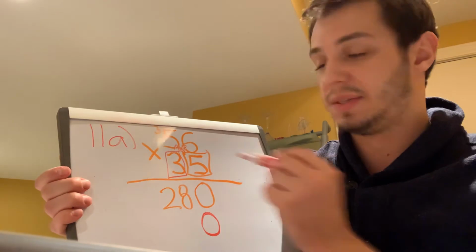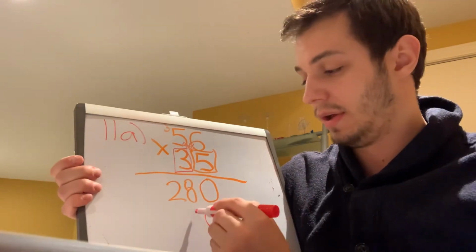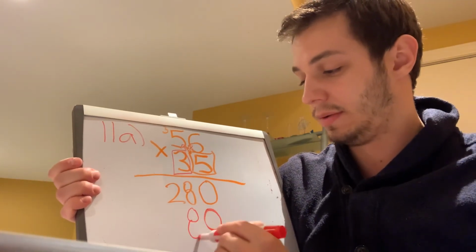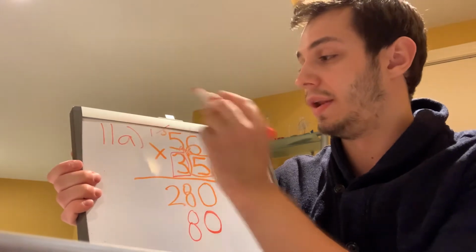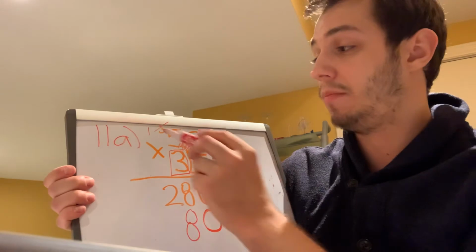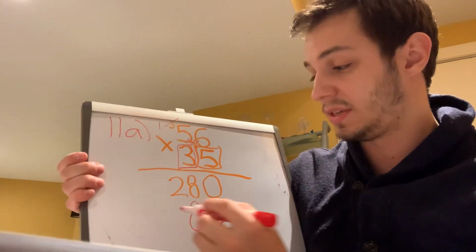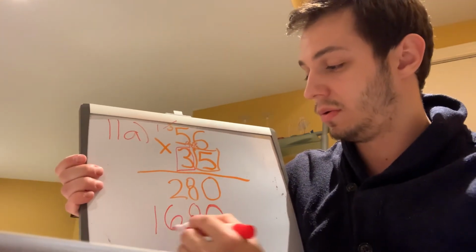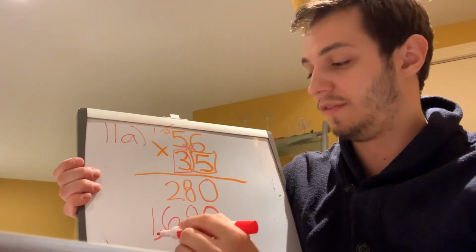3 multiplied by 6 is 18. I will put my 8. And then I'm going to carry the 1. 3 multiplied by 5 is 15. Plus the 1 is 16. You can add in your comma if you'd like.